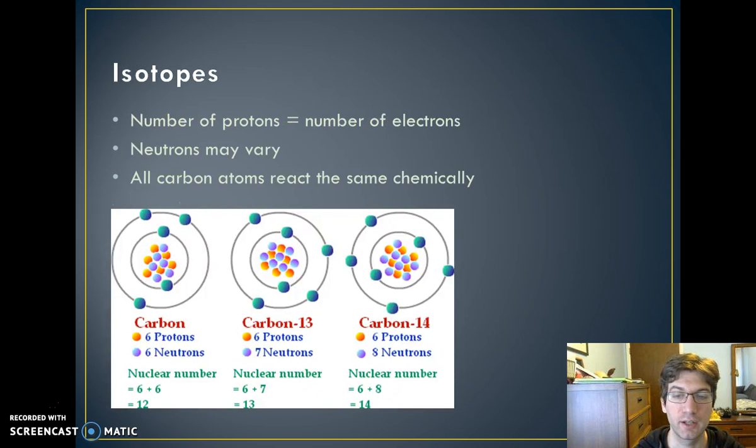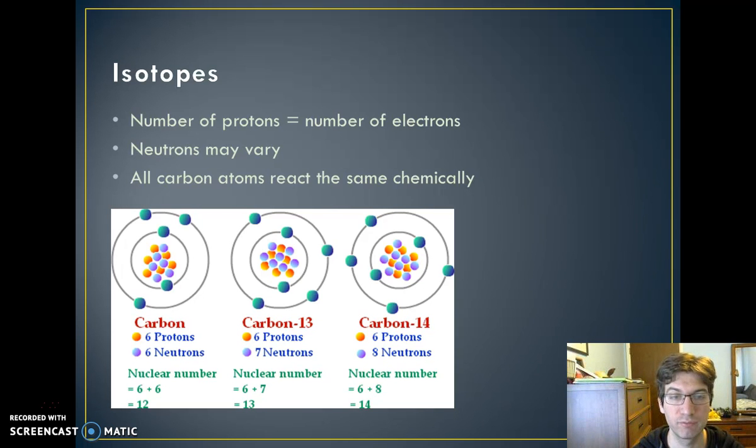You do have things called isotopes. These are variations in neutrons. So we've been talking about protons and electrons this video, but the number of protons equals the number of electrons. Neutrons, however, may vary depending on the mass of your element. Remember that protons have an atomic mass of 1, neutrons have an atomic mass of 1, and electrons are so small that most times we are going to negate their mass and just say, you know what, we're not going to count them when we determine mass.